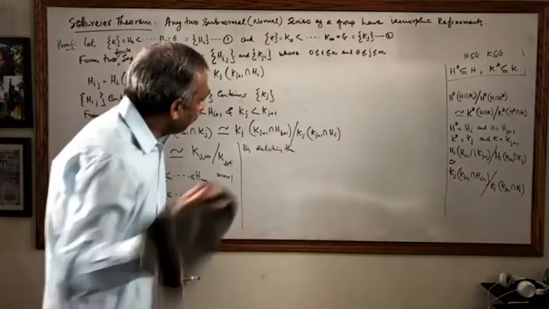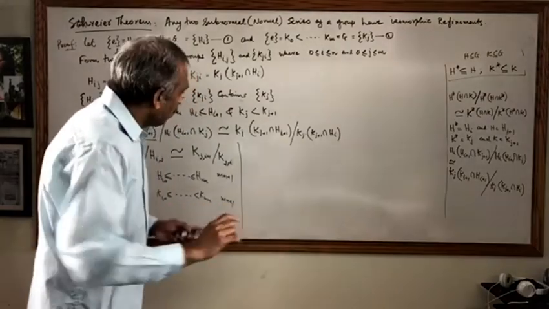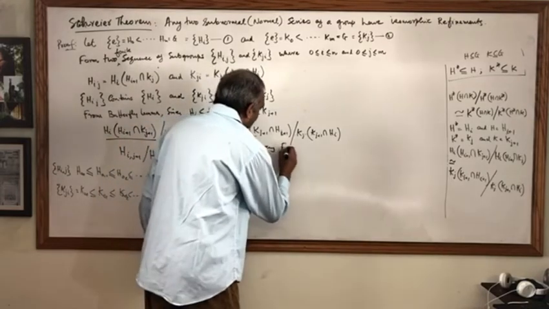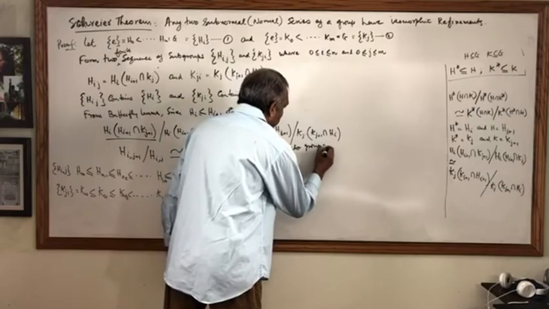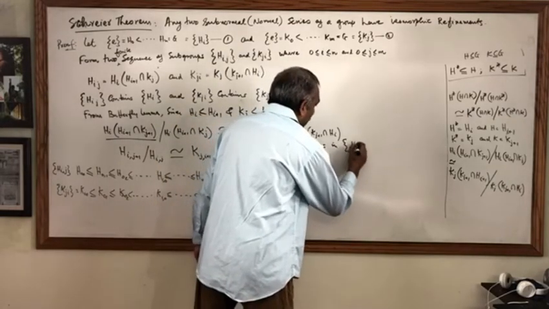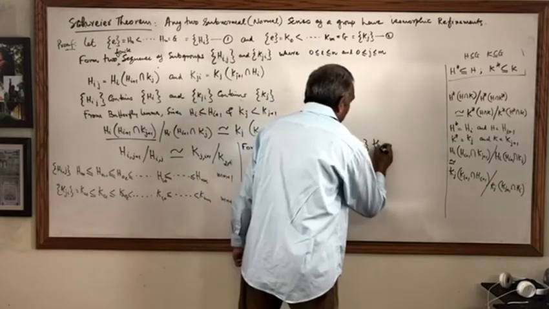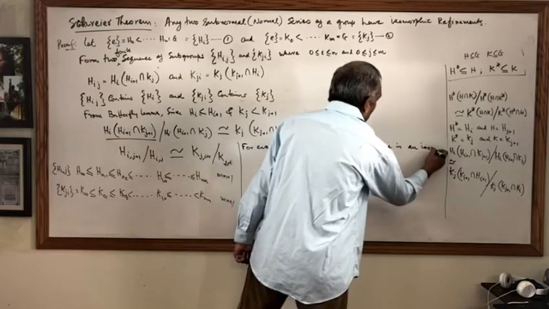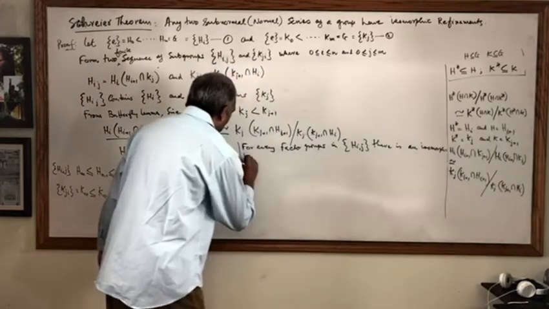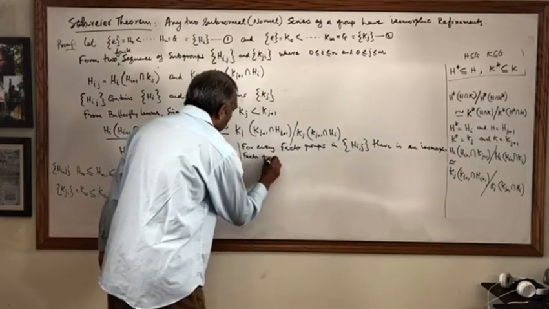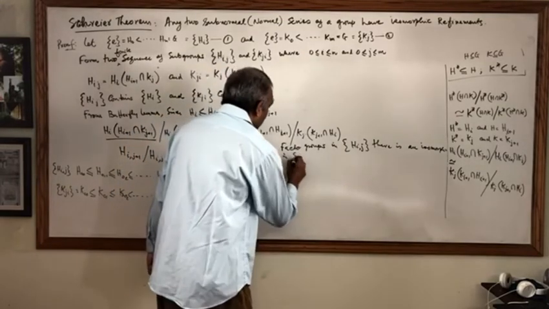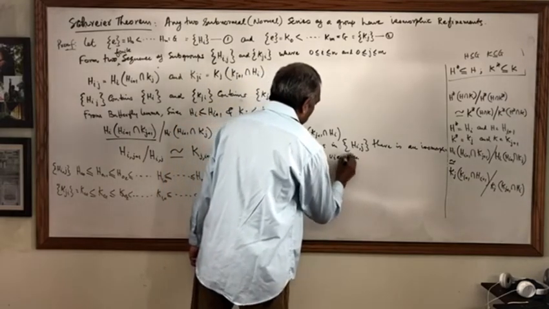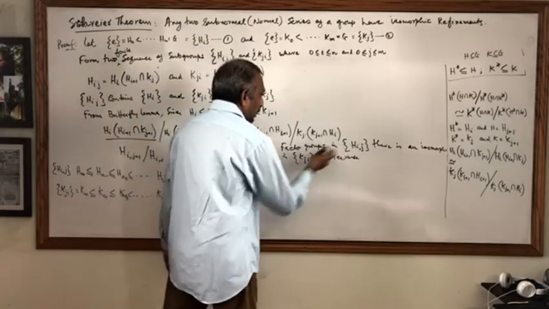So first we will write: for every factor group in Hij, there is an isomorphic factor group in Kji, and vice versa. Meaning there is a one-to-one correspondence between the factor groups.